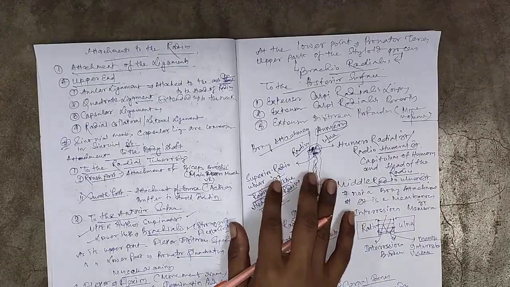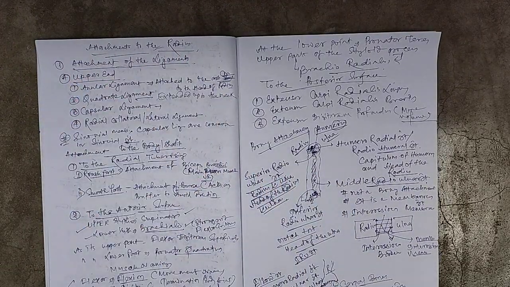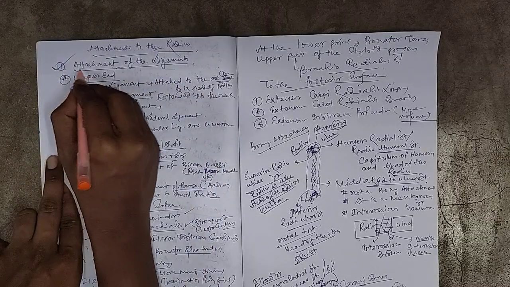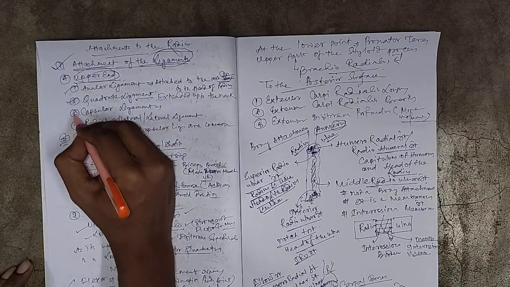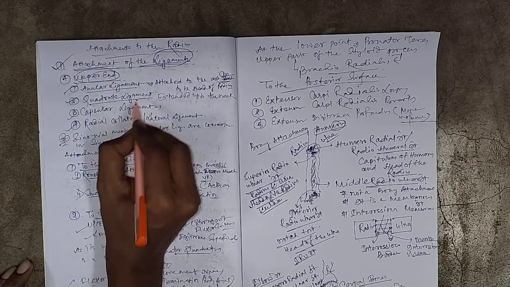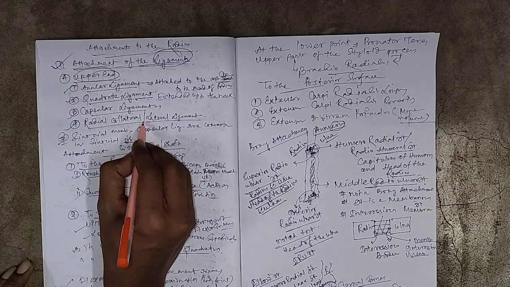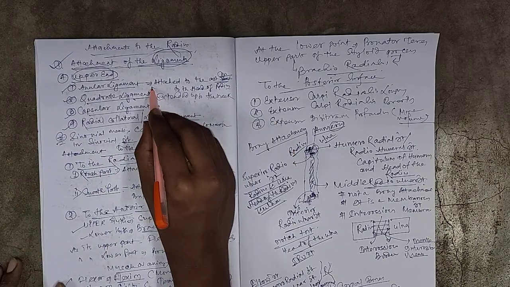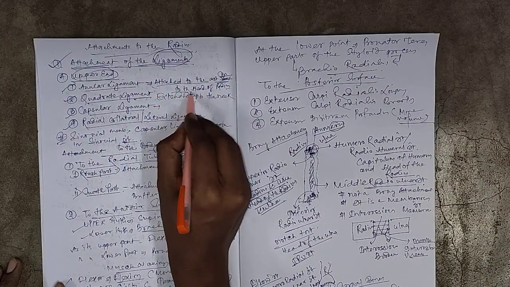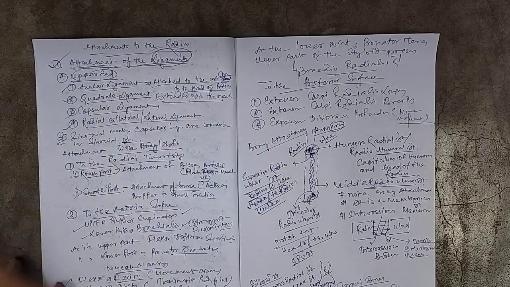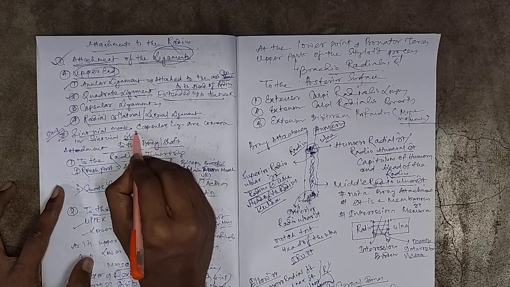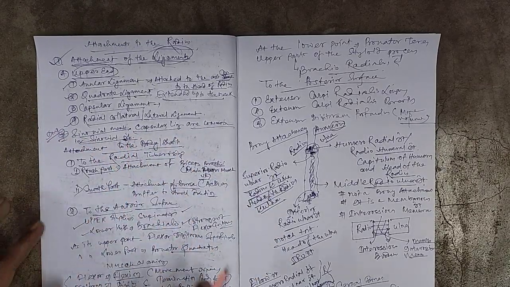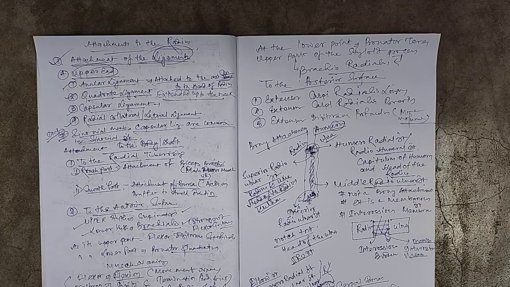In the first point we discussed the attachments to the radius, starting with the attachment of the ligaments. In the case of the upper end, there are four ligaments: annular ligament, quadratus ligament, capsular ligament, and lateral ligament, or radial collateral ligament. The annular ligament is attached to the articular circumference of the head of the radius, and the quadratus ligament is extended up to the neck. An important point: synovial membrane and capsular ligament are common in a synovial joint. Whenever you find any synovial joint, you will also find the synovial membrane and the capsular ligament.